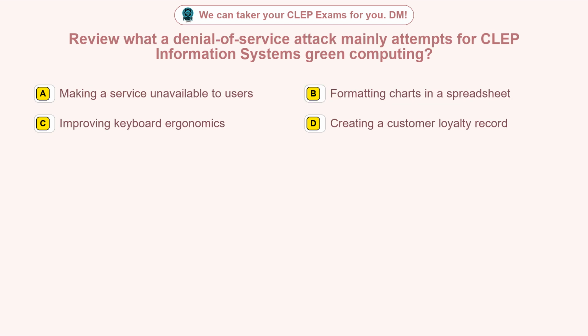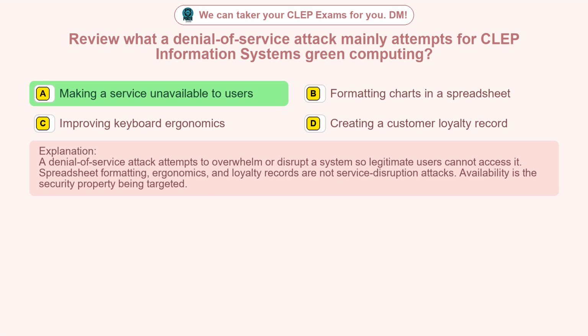Question 44. Review what a denial of service attack mainly attempts for CLEP Information Systems green computing. Option A. Making a service unavailable to users. Option B. Formatting charts in a spreadsheet. Option C. Improving keyboard ergonomics. Option D. Creating a customer loyalty record. The correct answer is option A. Making a service unavailable to users.